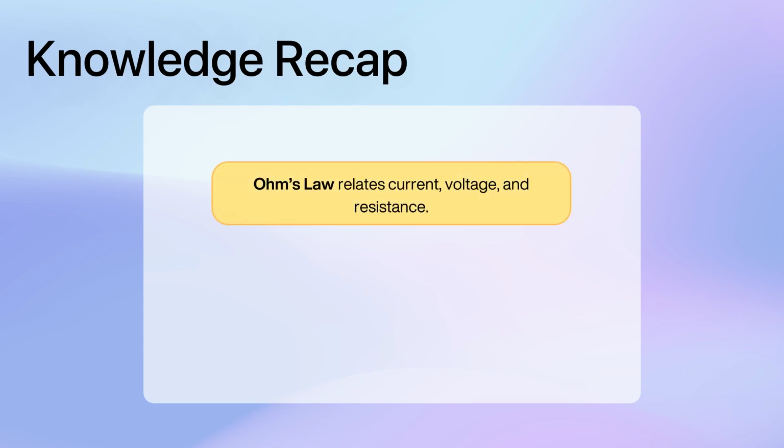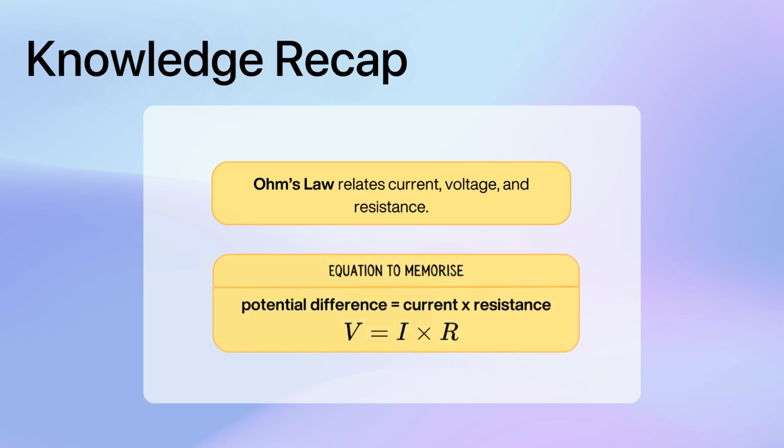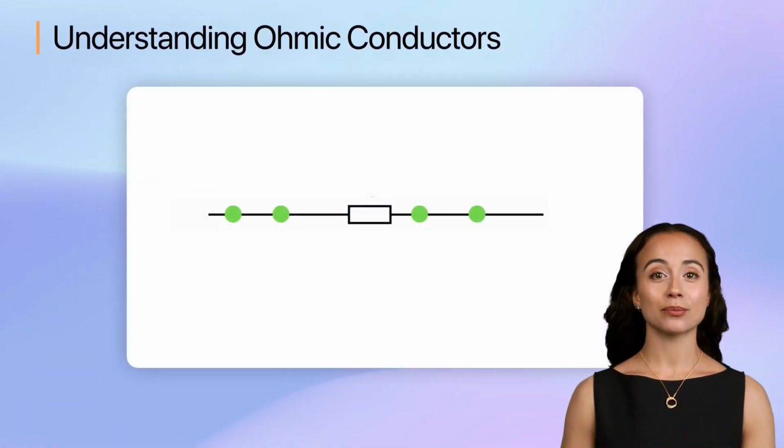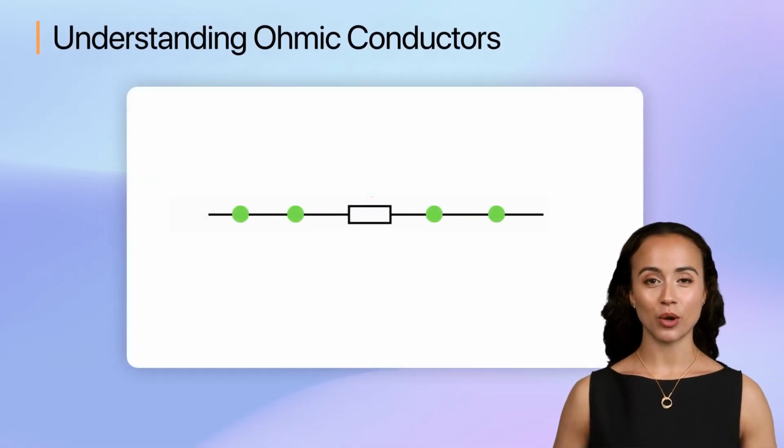So far we have delved into Ohm's law. You have learned that Ohm's law expresses the relationship between current, voltage, and resistance in an electrical circuit as V equals I multiplied by R. Building on this, we will explore an important type of component, ohmic conductors. Let's get started! In the previous lesson, we covered Ohm's law.